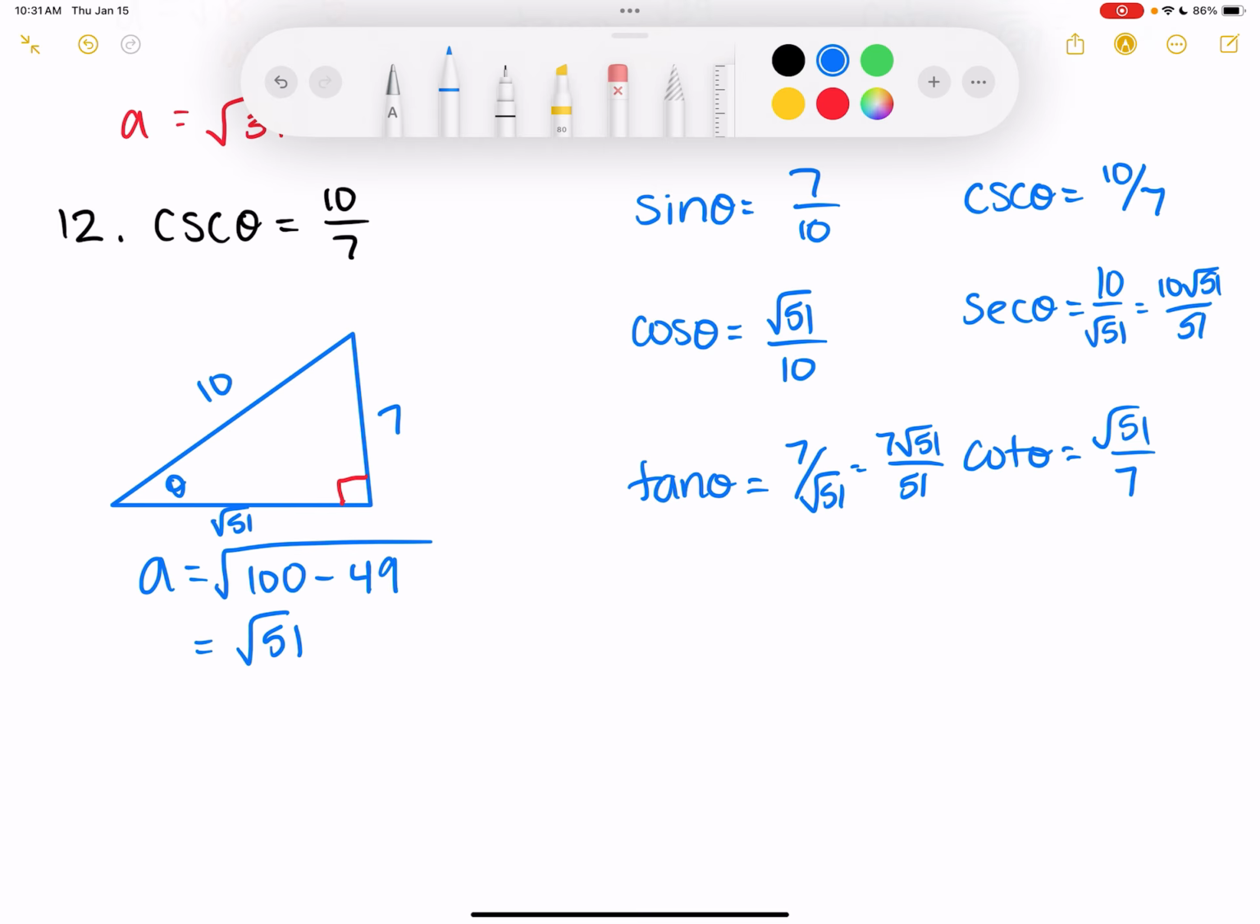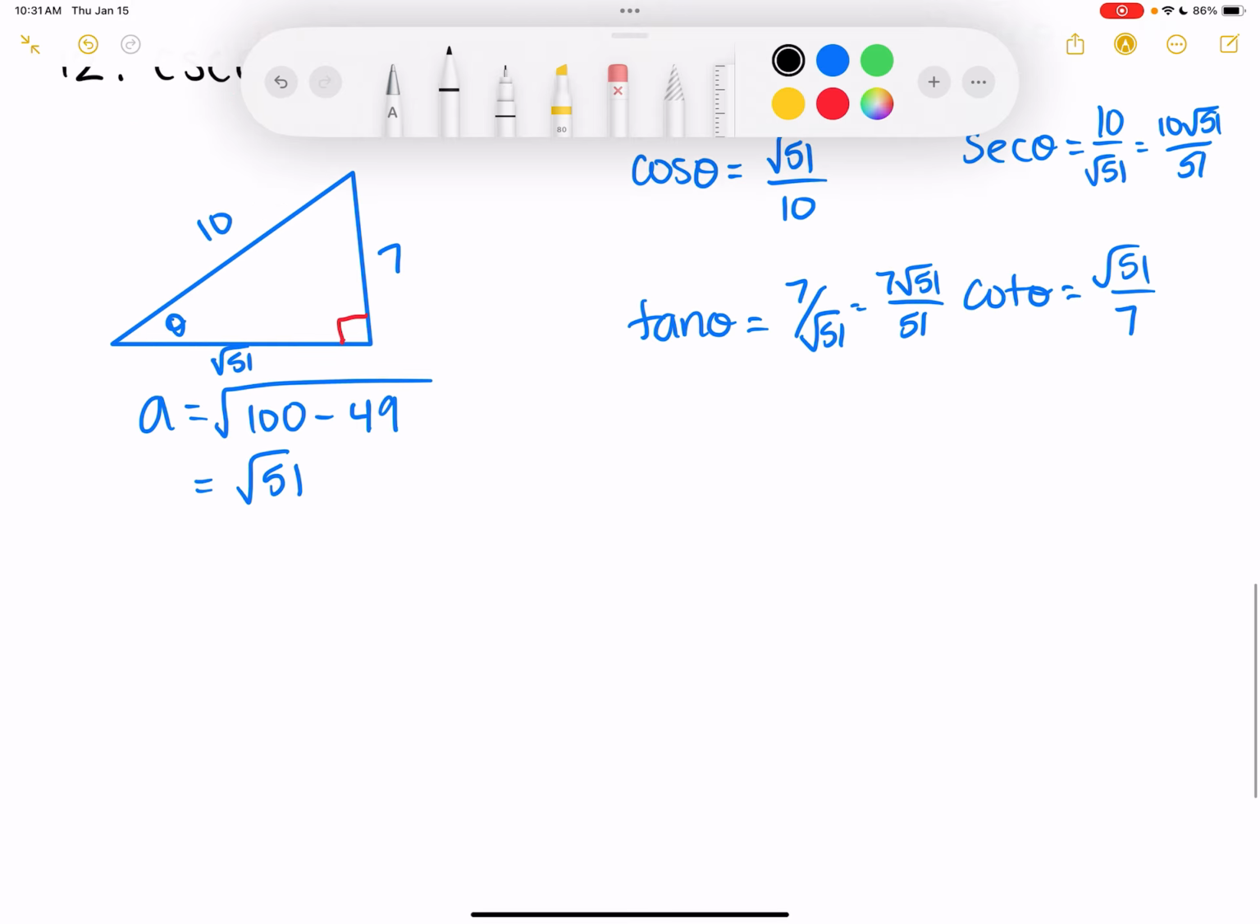We're all aware. Sometimes. On occasion. All right, 18. Find the exact values of x and y.